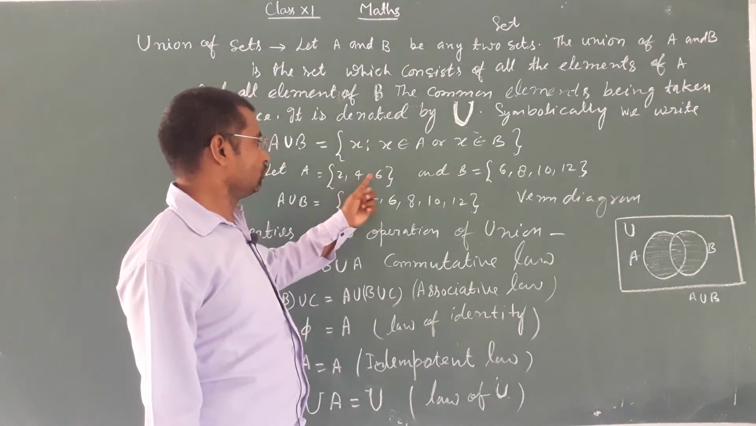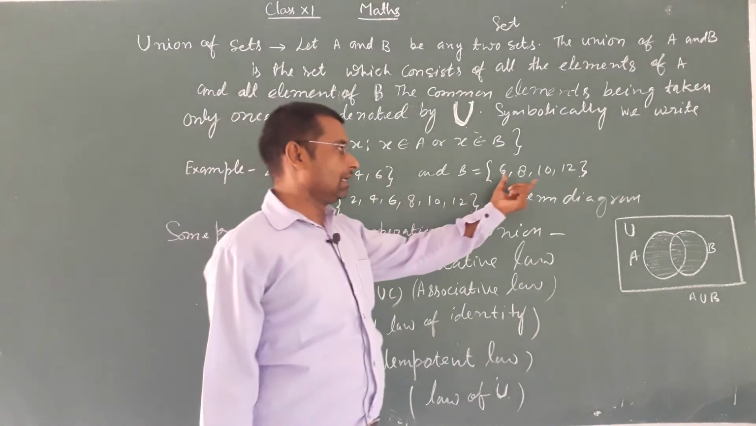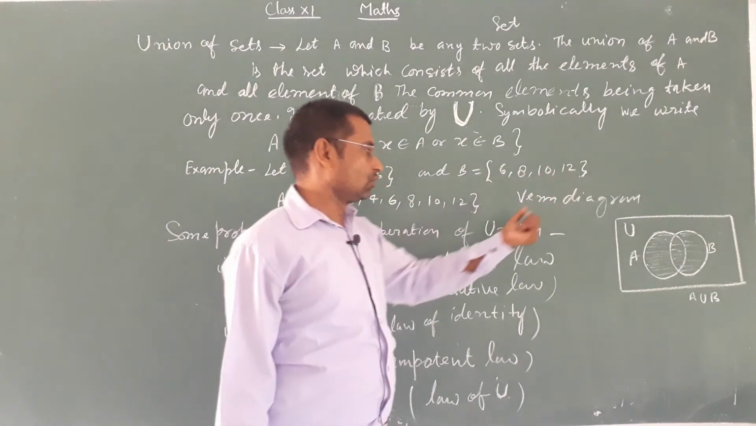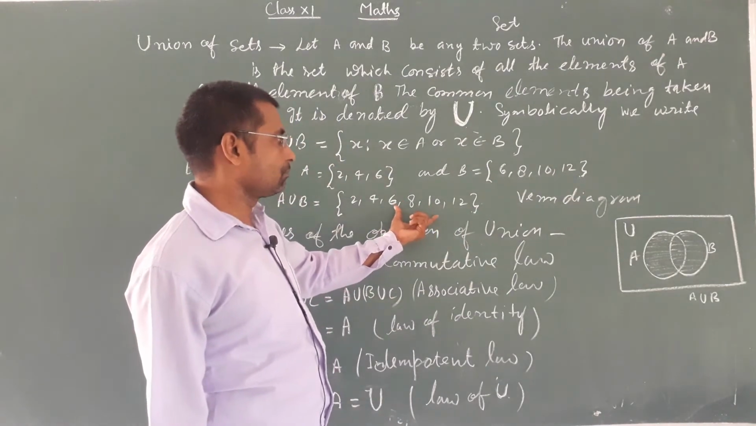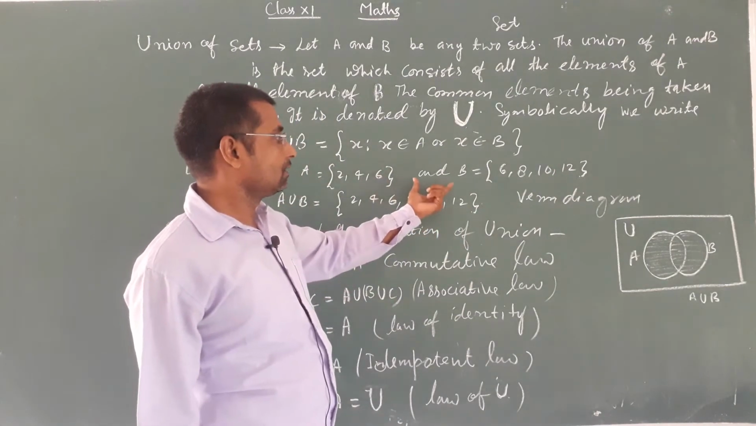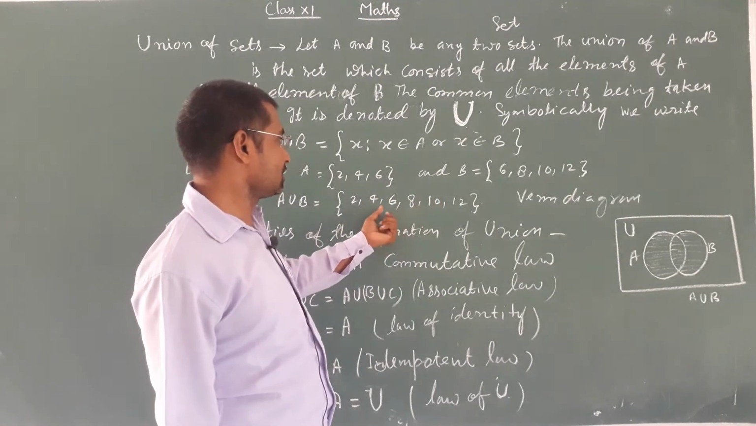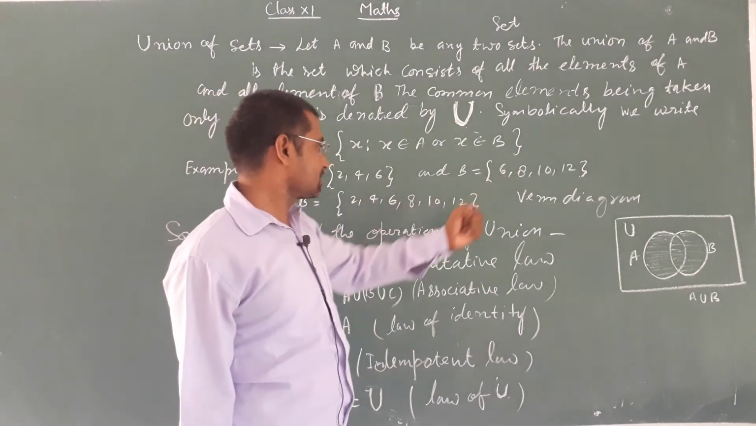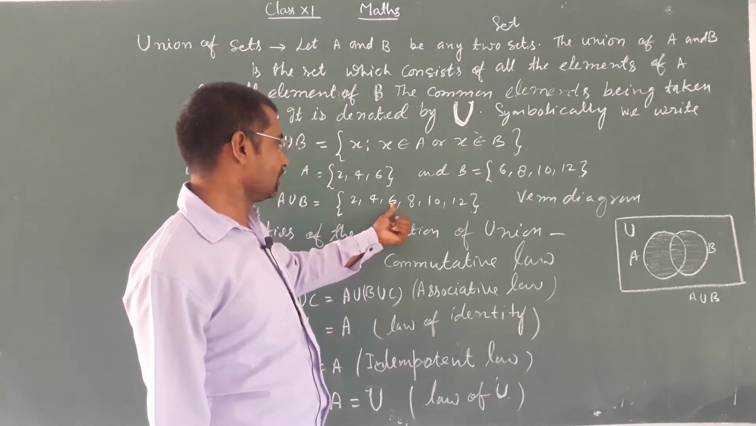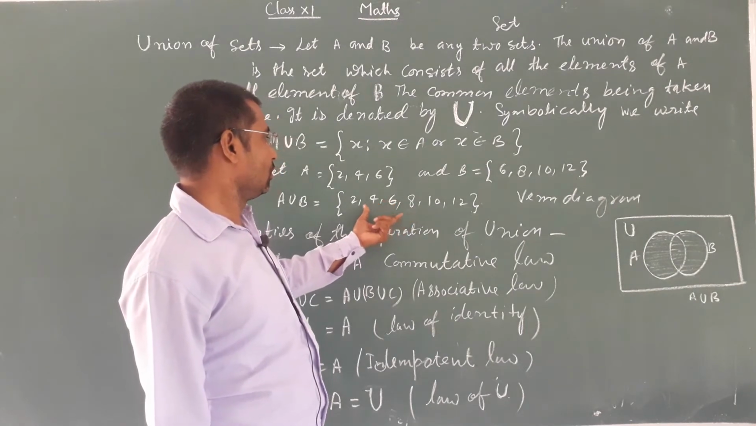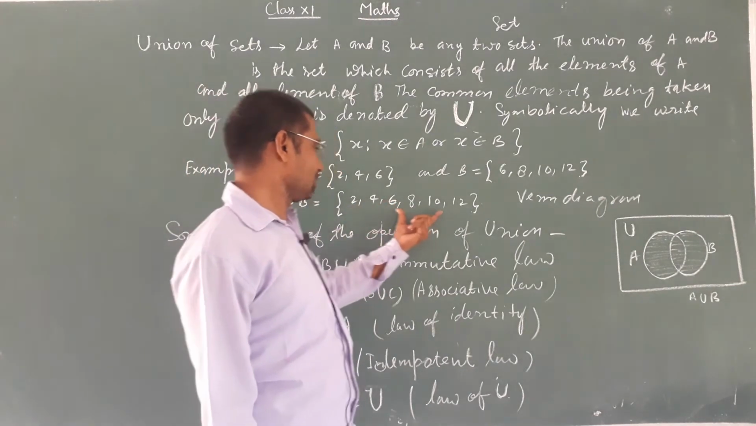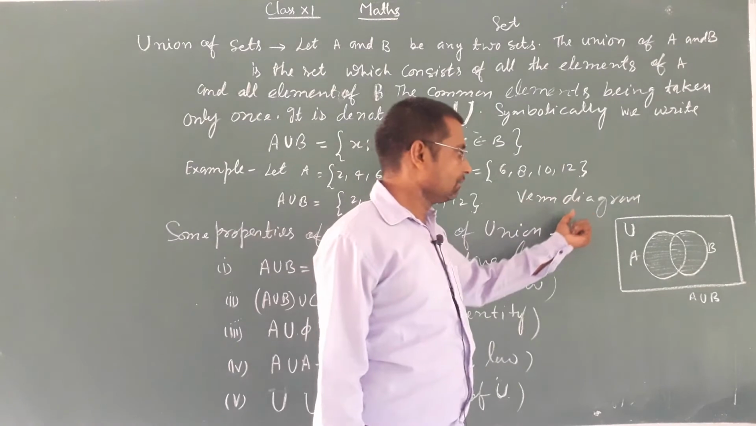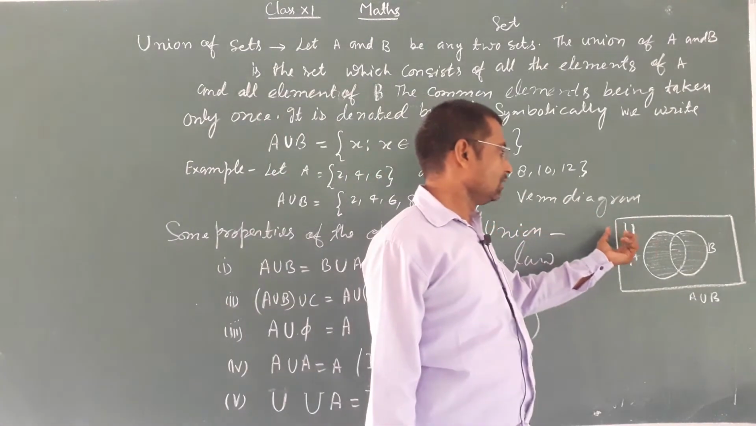set A, 2, 4, 6, and all elements of B, 6, 8, 10 and 12, are in this set, but common elements we write only once. 6 is common, so only one time we can write it in the set. So this makes the set A union B. Venn diagram in this form: A union B.